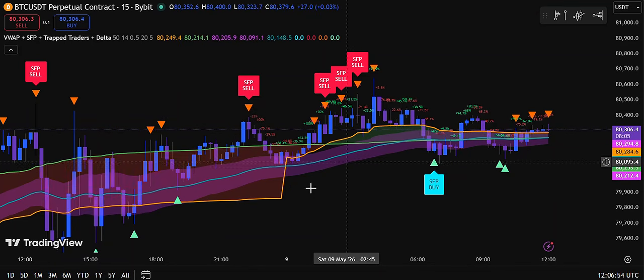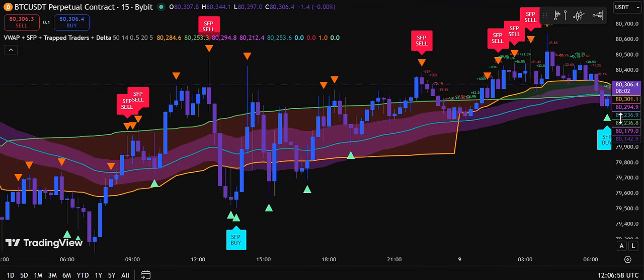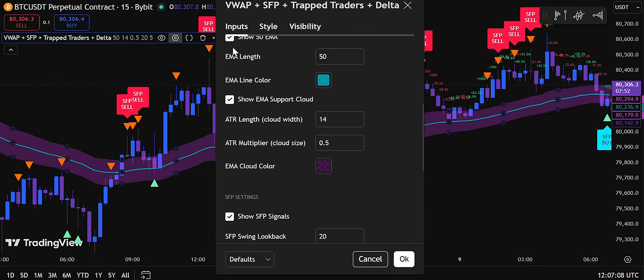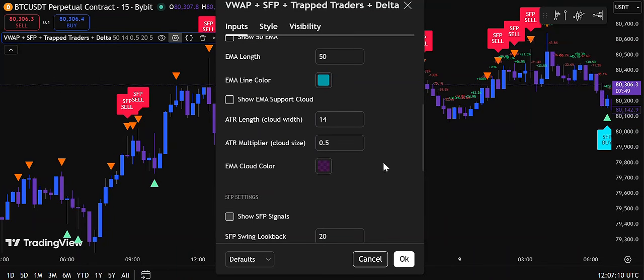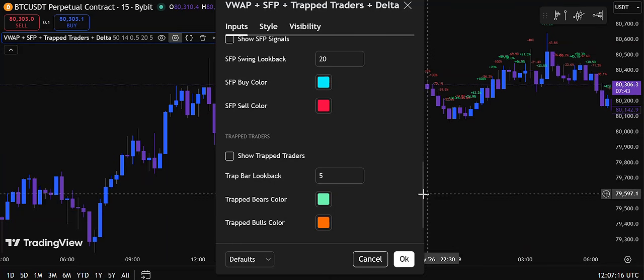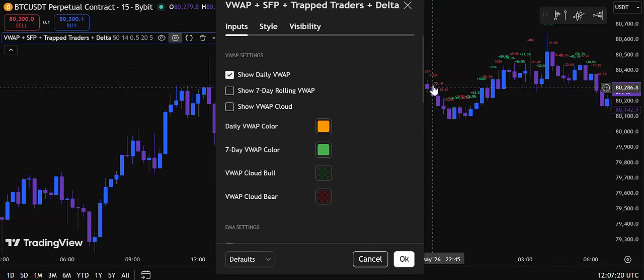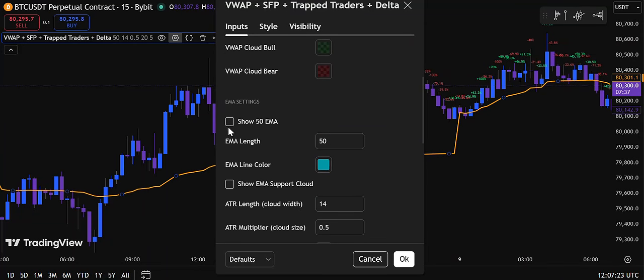Now let's look at the benefit of this for swing trading. So what we want to do is turn everything back for a second, so I don't want to confuse anybody. Right, okay. So the only thing we're going to need now is the daily VWAP. It's important. And we're also going to need the support cloud. Okay, that's all you're going to need. You actually don't need the delta because that's only for scalping.